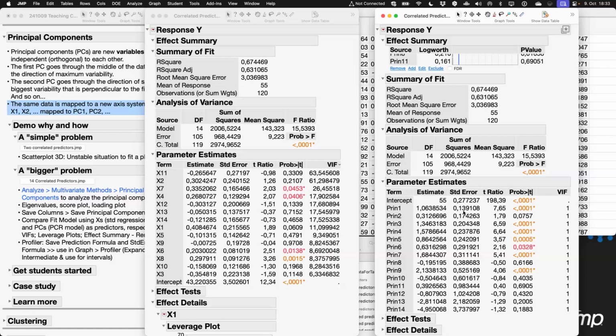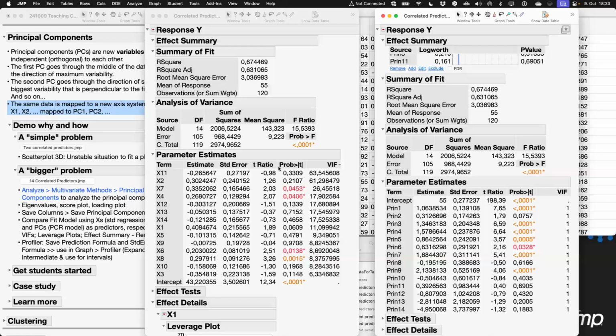Another advantage is that the standard errors are small. So we don't have inflated variance anymore. And if the standard errors are small, the noise is small. So the signal to noise, our T ratio, is higher. And that means that the P value gets smaller. So we should be able to better find active effects and predictors. So we get a higher power by our model.